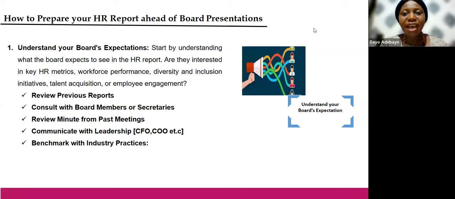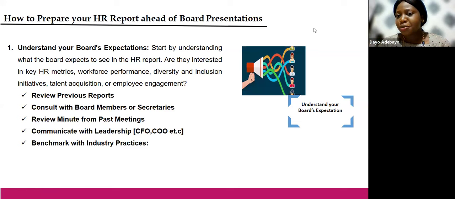So here I'm going to be talking about how to prepare your HR report ahead of the board presentations. What do you do to prepare? What are the things you need to do ahead of the board presentations? Like I said earlier, you need to understand your board's expectations. Start by understanding who these board members are in the first place. What type of report do they like to see?